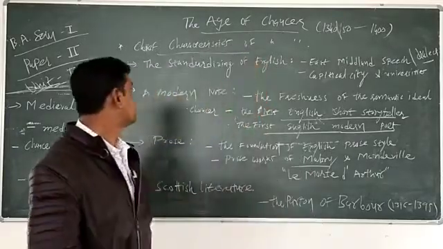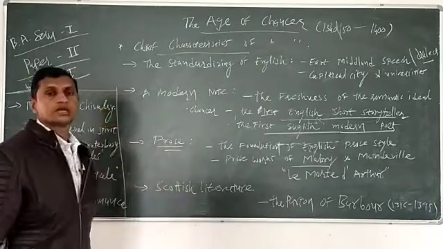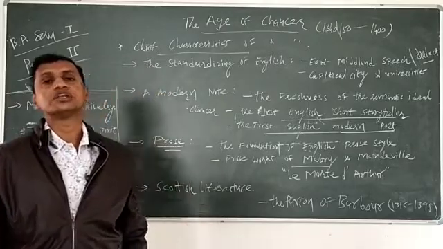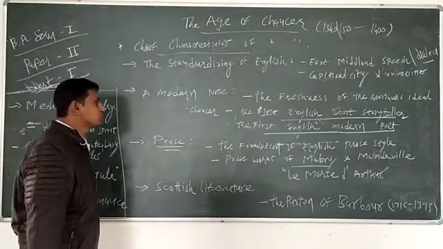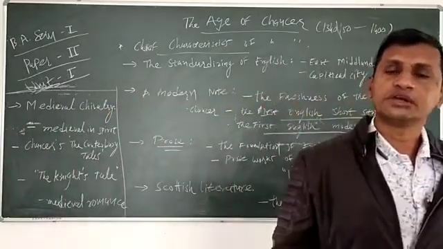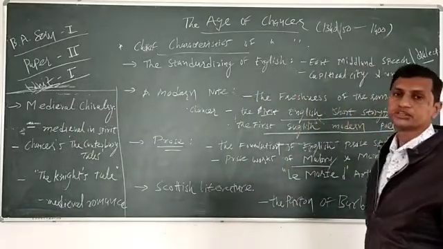Okay, the third one is prose. The forms of literature are poetry, prose and drama. Here prose is gadya. The development of prose is the most in this period of time. Prose is the foundation of English prose style during that time.